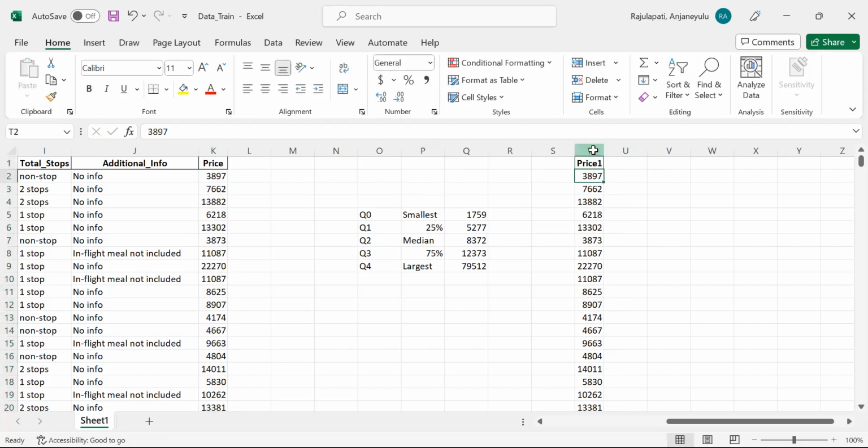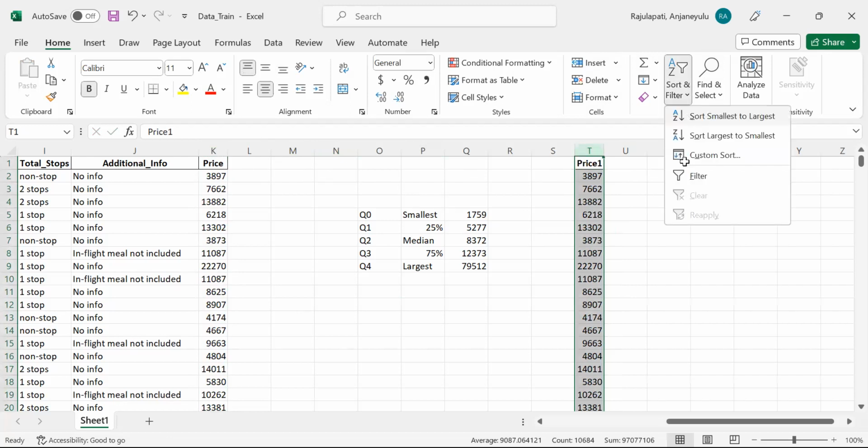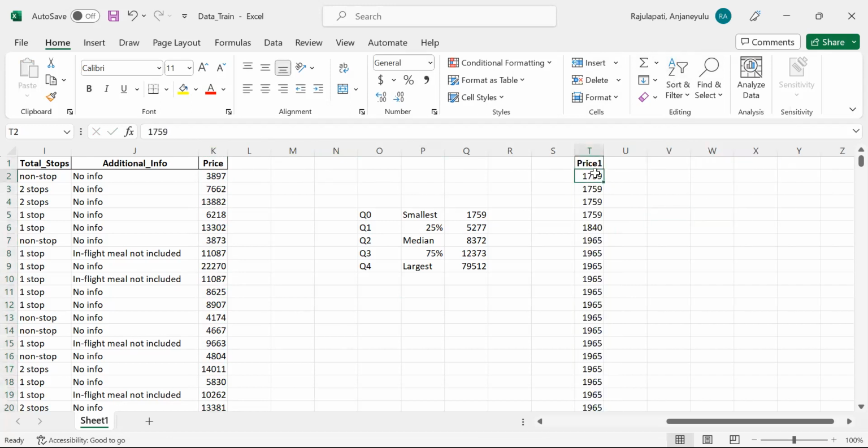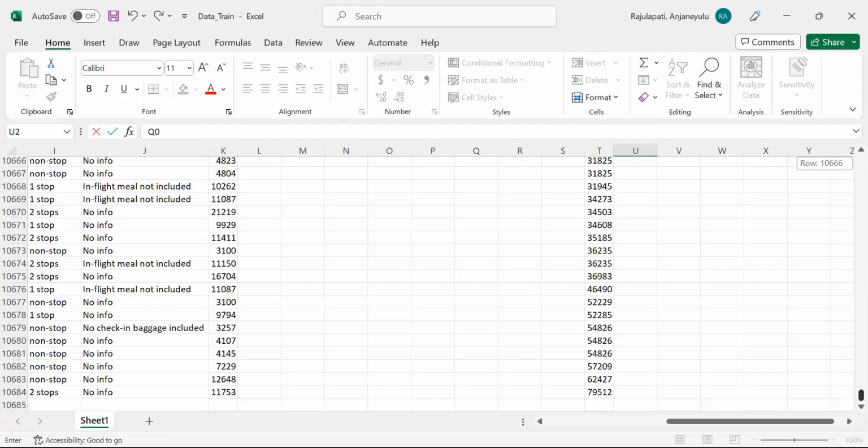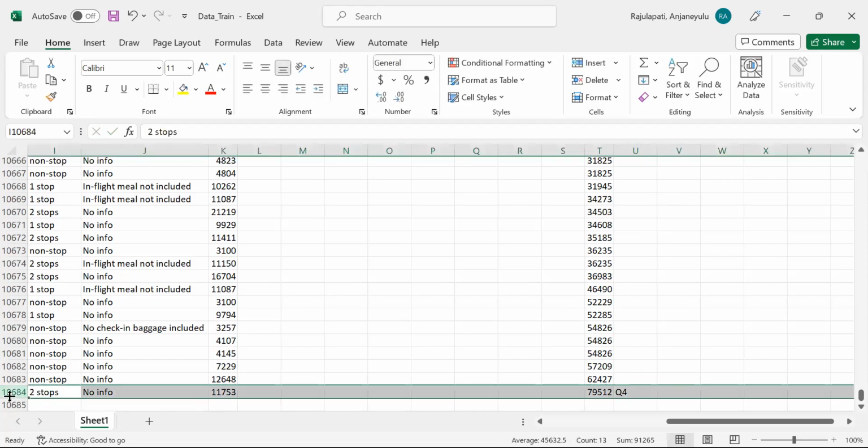Let me take this example and sort this one, sort to smallest element. See, this is the smallest element, right? This is the element we call Q0. Let's go for the last one. This is the element we call Q4. And you don't know the middle value, right? The middle value here is 10684.